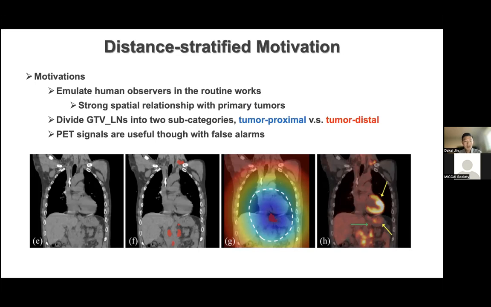Because even when physicians do this kind of GTV lymph node segmentation, they consider the distance relationship with the primary tumors. When the lymph nodes are close to the primary tumors, although there is not an obvious metastasis sign in CT or in PET, they may be included. But for the distal, far away lymph nodes, unless there are clear PET signals or CT metastasis signs, the physicians will not include them as GTV lymph nodes.